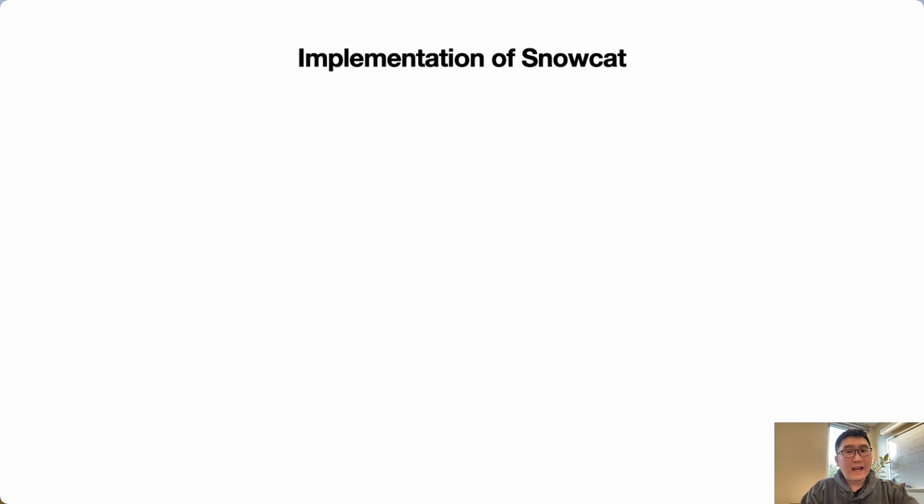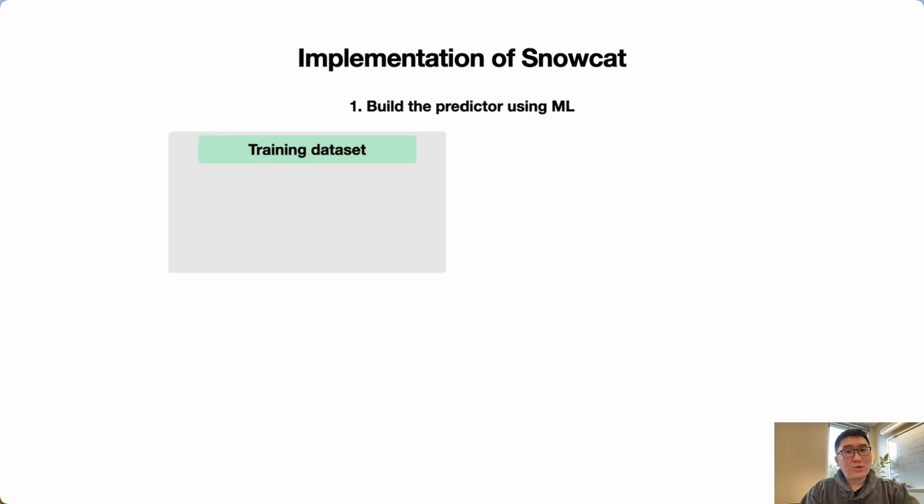To implement Snowcat, we need to train the model and integrate the model into a testing framework. Training a model requires a training dataset. In total, we collected 1.3 million examples, and what we are hoping is that after seeing these examples, the model will be able to generalize. This means it should work on new concurrency tests that have new inputs or new schedules. Finally, this dataset is collected on the Linux kernel 5.12.